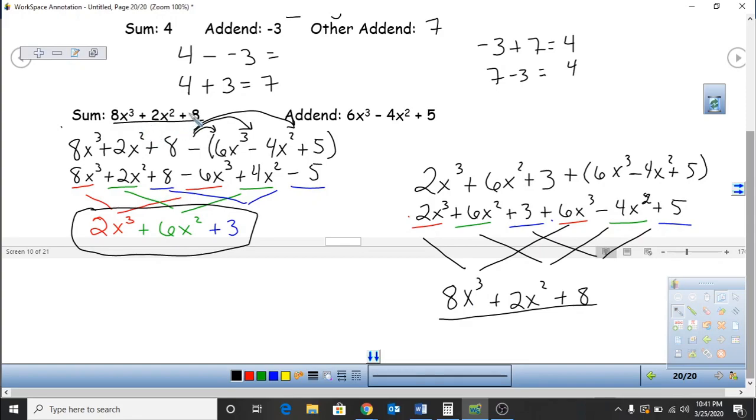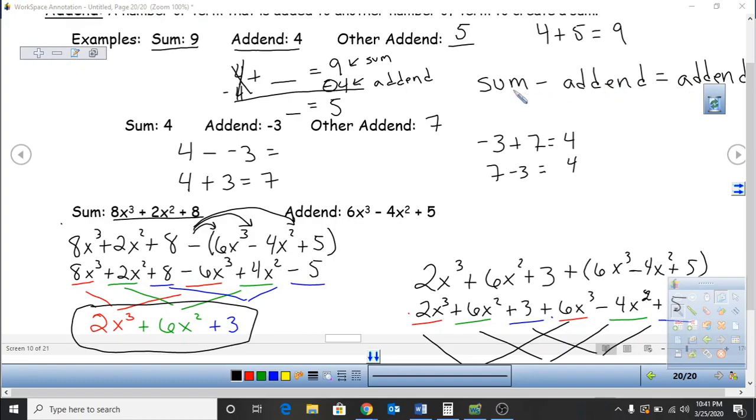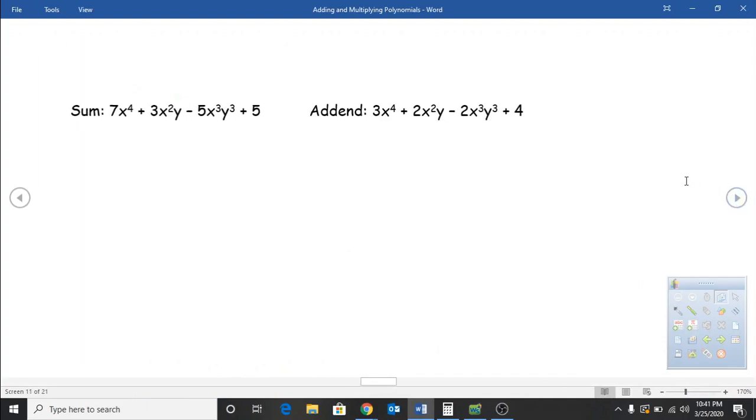I know I'm saying the word add a lot, but this must have been the other addend, all right? And it would give us this sum. So notice how I verified it and I checked. So if you need to find addends, this is the way to find addends. Take the sum minus one of the addends and you'll find the other addend.